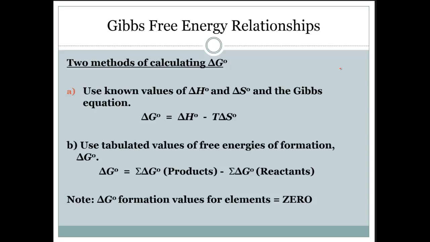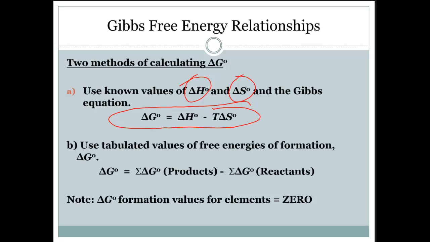There are two different ways of calculating delta G. First of all, you can use the delta H of formation and delta S of formation that we've done in the past to calculate this equation. This will be done in a future tutorial. In this tutorial, we're going to be discussing it this way.